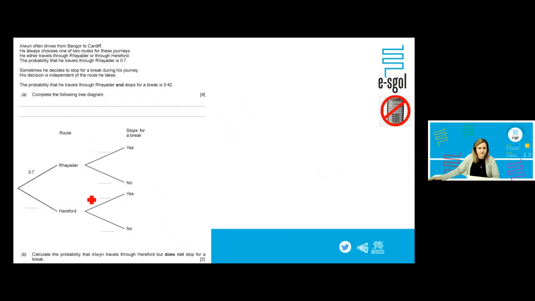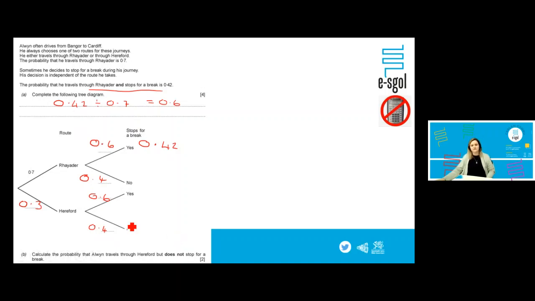Okay, I'm going to go through this one now then. So you should have read that obviously the probability that Riser is 0.7. So this is 0.3 here. And then this section, Riser and stops for a break, is 0.42. So that would be the end of this section. So here you would need to do 0.42 divided by 0.7, giving you then 0.6 that would go on this top section. Leading you into 0.4 here, and then repeated underneath there.